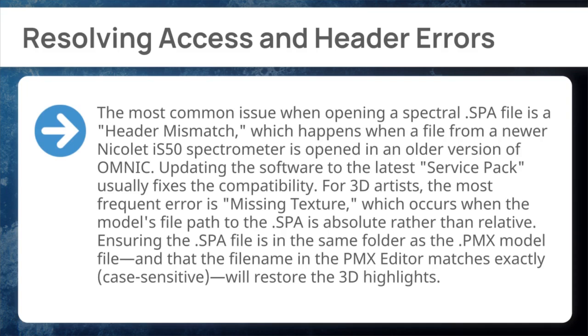For 3D artists, the most frequent error is missing texture, which occurs when the model's file path to the .spa is absolute rather than relative. Ensuring the .spa file is in the same folder as the PMX model file, and that the file name in the PMX editor matches exactly, case-sensitive, will restore the 3D highlights.